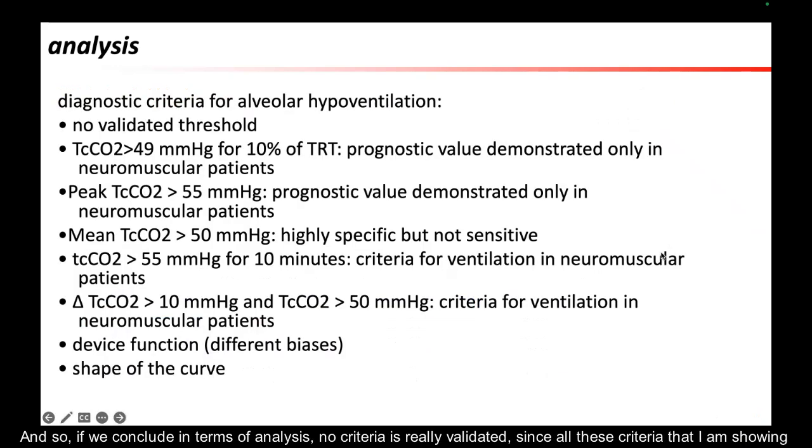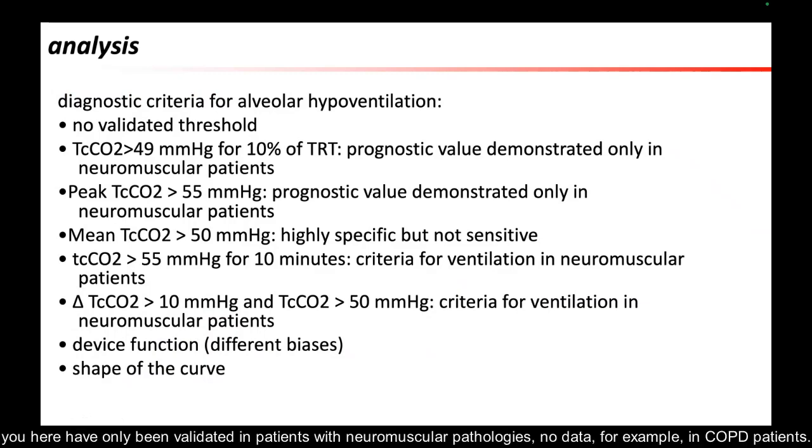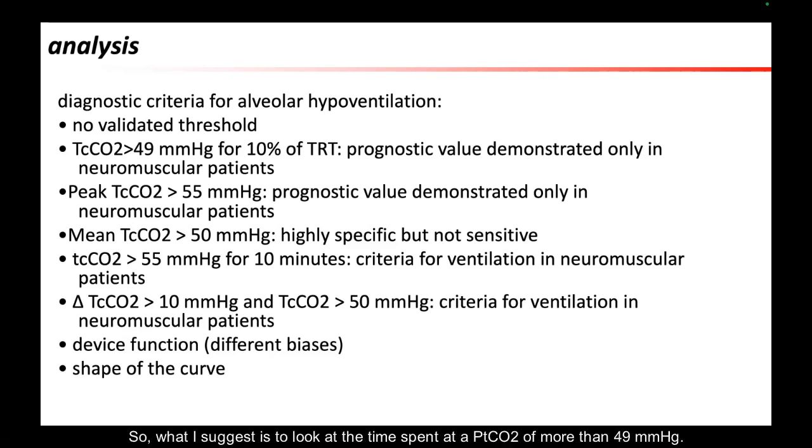And so, if we conclude in terms of analysis, no criterion is really validated, since all these criteria that I am showing you here have only been validated in patients with neuromuscular pathologies, no data, for example, in COPD patients. So, what I suggest is to look at the time spent at a PtCO2 of more than 49 millimeters of mercury. If it is more than 10% of the total recording time, it means that there is nocturnal hypoventilation.